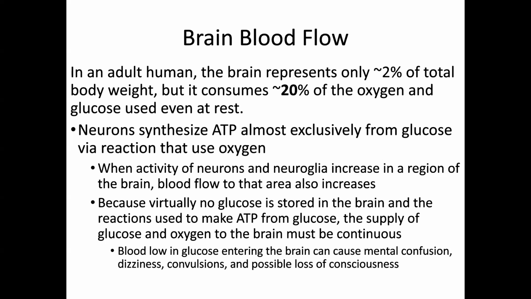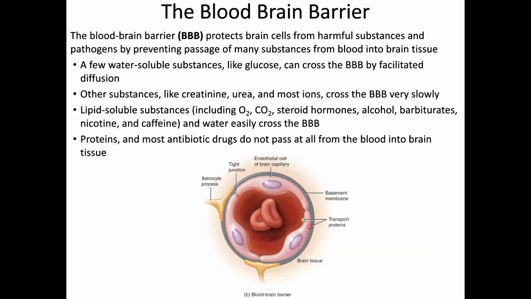Okay. Because virtually no glucose is stored in the brain, and reactions used to make ATP from glucose, the supply of glucose and oxygen to the brain must be continuous. Think about how long you can survive without continuous blood supply to your brain. Okay, not very long, right? A couple minutes. Okay. Blood that's low in glucose, what we call hypoglycemia, entering the brain can cause mental confusion, dizziness, convulsions, even possible loss of consciousness, something that a person with diabetes would really need to be careful of, because it can be very detrimental to their health. Also could be fatal if they don't fix the situation.